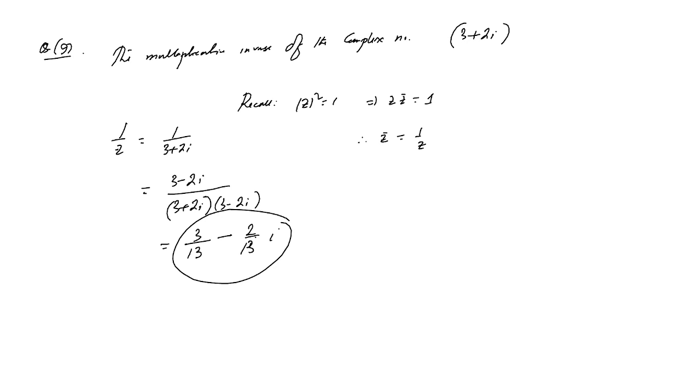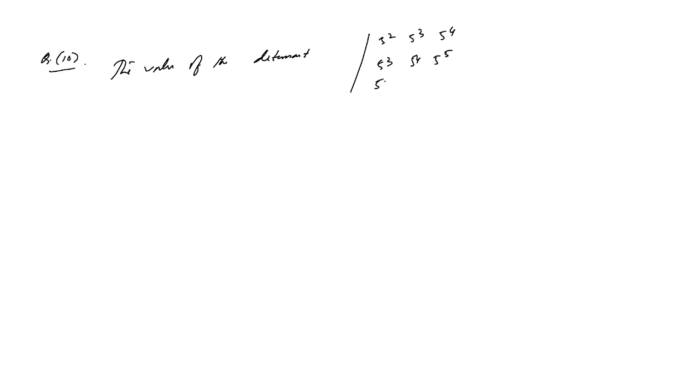Next, a question is given from determinants. The question was very simple. Question number 10: the value of the determinant with rows 5 squared, 5 cubed, 5 to the power 4; 5 cubed, 5 to the power 4, 5 to the power 5; and 5 to the power 4, 5 to the power 5, 5 to the power 6.